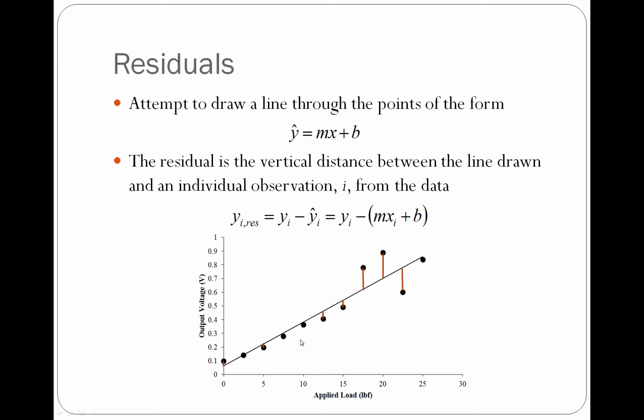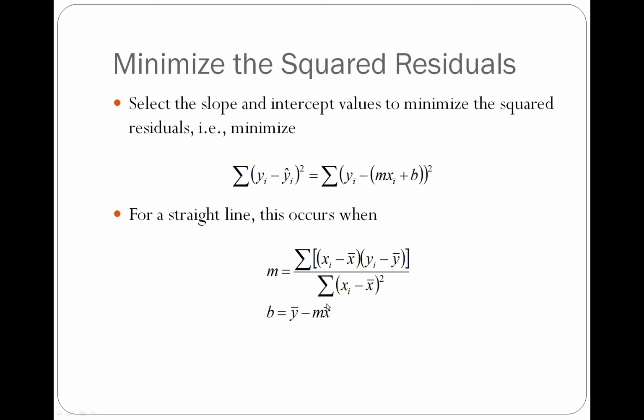Okay, so we're going to take all of the residuals for all of the points. And the goal in coming up with a line of best fit is that we want to minimize all of those residuals. We want to adjust the slope and the intercept of this trend line so that we minimize the residuals for all of the points. Right? So our goal is to minimize the squared residuals. Okay, so we want to select the slope and intercept value to minimize the difference between all of the points and the trend line that we've tried to draw.